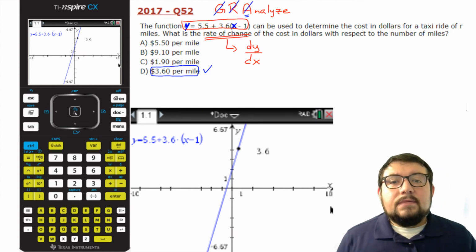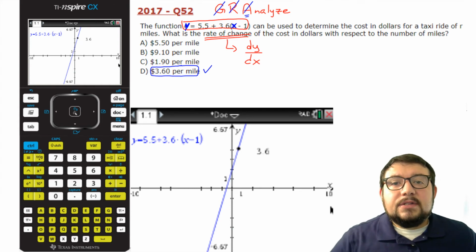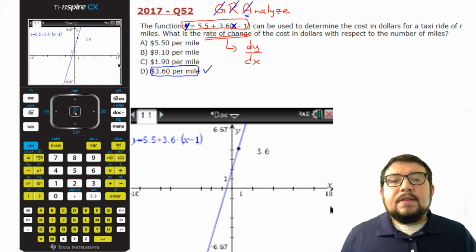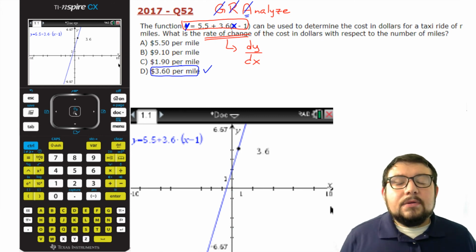Today we solved question 52 from the 2017 STAAR using the TI-Nspire. We had to use a strategy called graph relation analyze, or GR analyze, and we knew that slope was represented by dy over dx. I hope you learned something today.